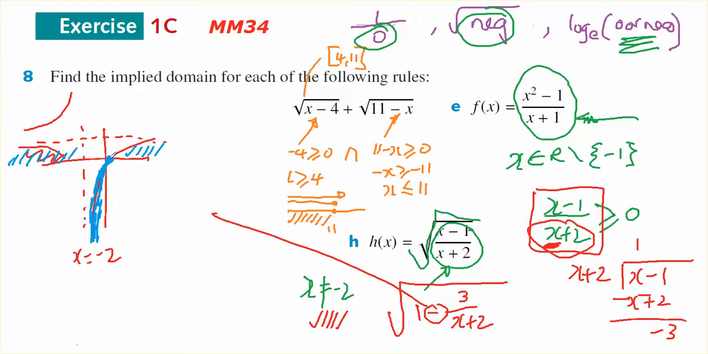So what is my x-intercept? My x-intercept is when y equals 0. So I've got x minus 1 over x plus 2 equals 0. That's when x equals 1. So that's my x-intercept of 1. So what's my domain? My domain is negative infinity to negative 2, union 1 to infinity.